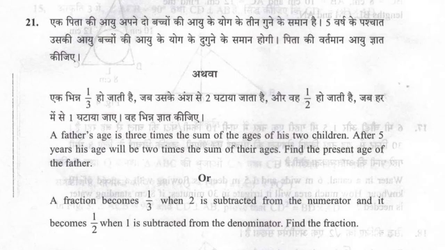21st question. In this, a father's age is 3 times the sum of the ages of his 2 children. After 5 years, his age will be 2 times the sum of their ages. And we need to find the present age of the father. Here we are given that a father's age is 3 times the sum of ages of his 2 children. 3 times child 1 plus child 2.